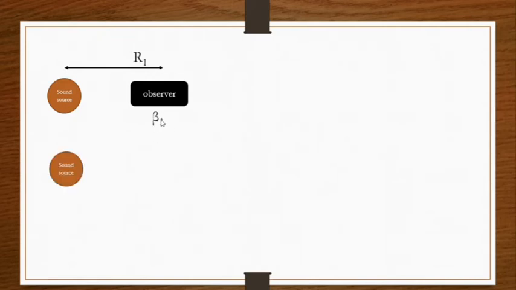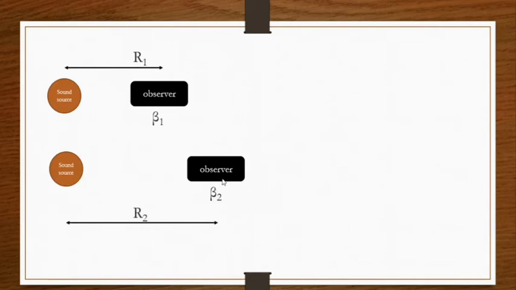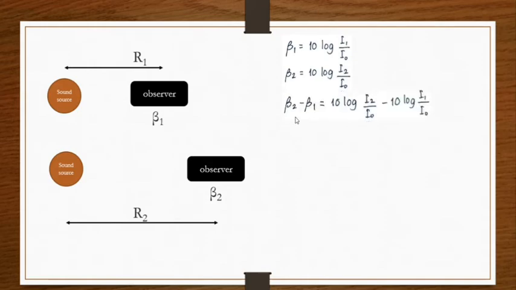Now we assume that there is a sound source and an observer perceives the sound intensity level at distance r1 as beta 1. When the observer moves to a distance r2, he perceives the sound intensity level to be beta 2. I will derive how we can relate beta 1 and beta 2. Beta 1 is equal to 10 times the log of I1 over I0. Beta 2 is 10 times the log of I2 over I0. Beta 2 minus beta 1 is equal to 10 times the log of I2 over I0 minus 10 times the log of I1 over I0.